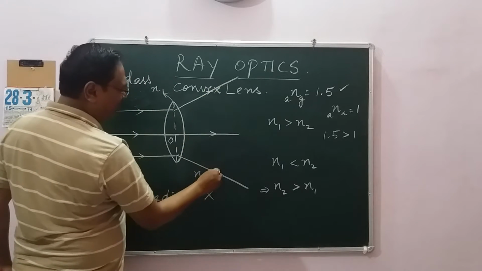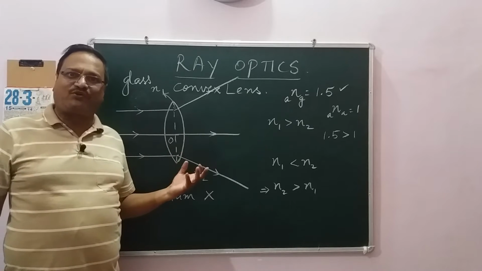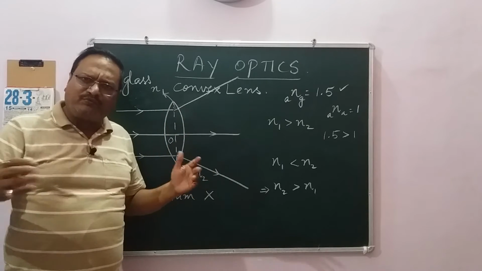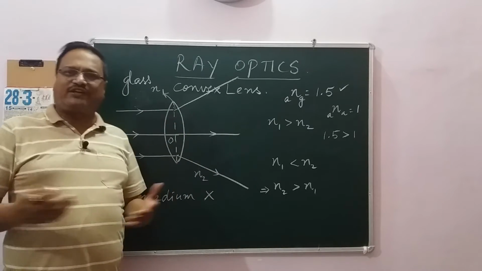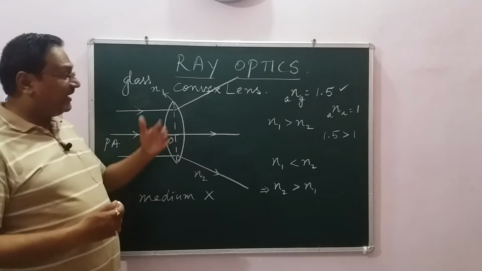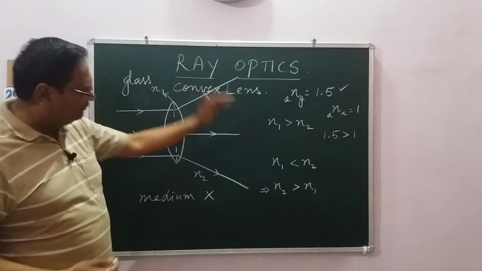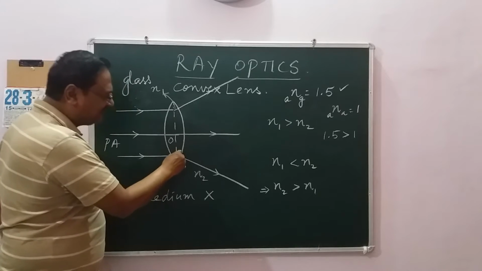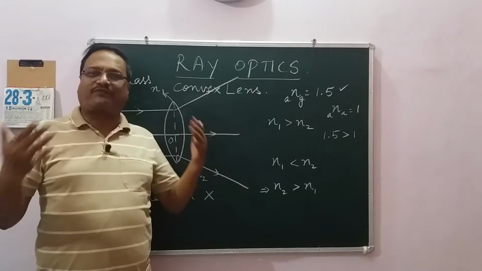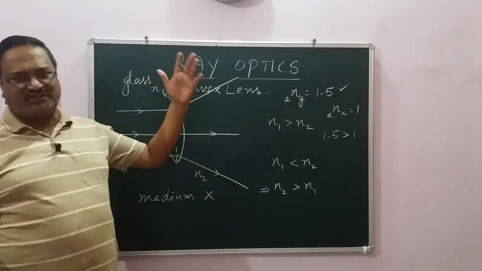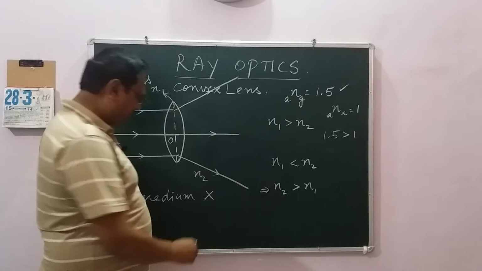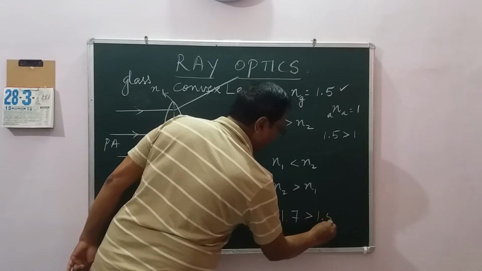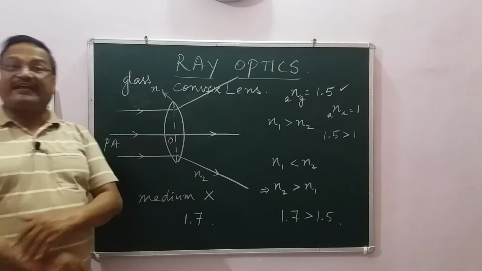This is one of the most important concepts which you have to understand. As long as the surrounding medium is air, we say that it is converging. That is what we study in 9th and 10th standard. And the moment the surrounding medium has greater refractive index than that of the lens, it will behave oppositely. Instead of a converging lens, it will become a diverging lens. Let us say this medium has 1.7. So 1.7 is greater than 1.5, so naturally, it will behave as a diverging lens.